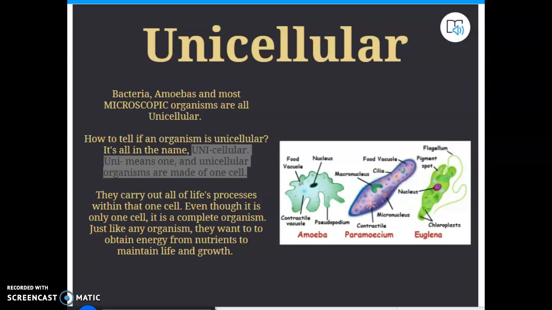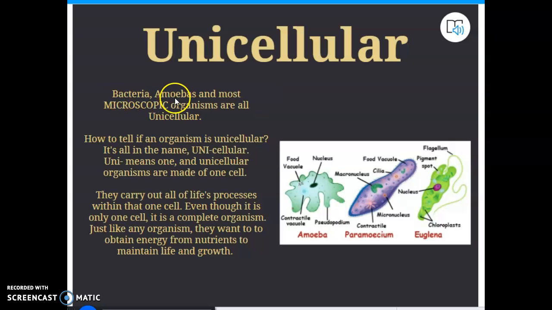So when I start to talk about all of these different things, bacteria, amoebas, parameciums, euglenas, all of these unicellular organisms, I do need to know that they carry out all of life's processes inside of that one cell. There's only one cell. So there is something about unicellular organisms that we all need to understand. They have a shorter lifespan than multicellular organisms. A shorter lifespan. Any kind of damage to that one cell pretty much means that cell is going to die.